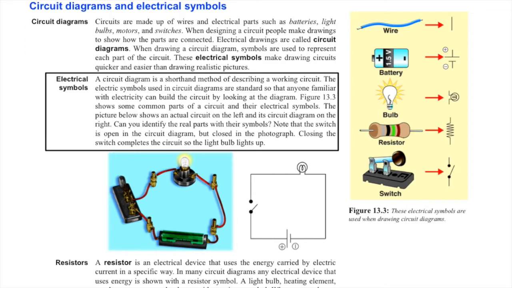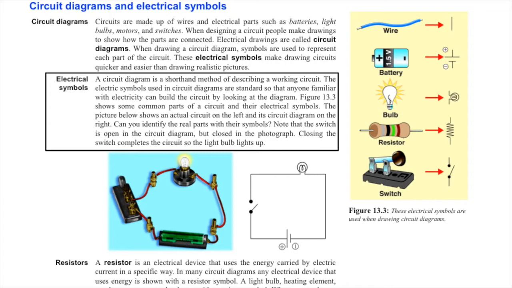Electrical symbols. A circuit diagram is a shorthand method of describing a working circuit. It is also a model, a graphical model of an electric circuit. The electric symbols used in circuit diagrams are standard so that anyone familiar with electricity can build a circuit by looking at the diagram. Figure 13.3 shows some common parts of a circuit and their electrical symbols.